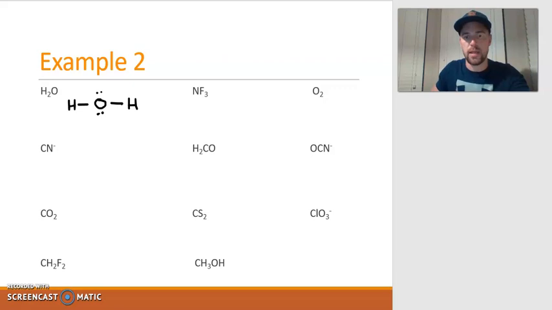So NF3, nitrogen is going to be our central atom. We're going to have 3 fluorines surrounding that nitrogen. And remember, it doesn't matter where you put the fluorines around the nitrogen. It's okay, just get 3 fluorines around it.